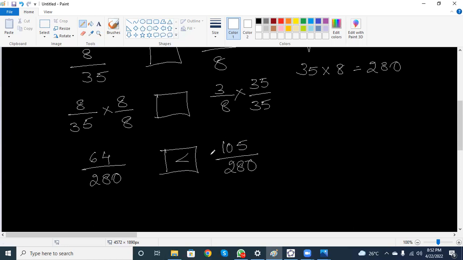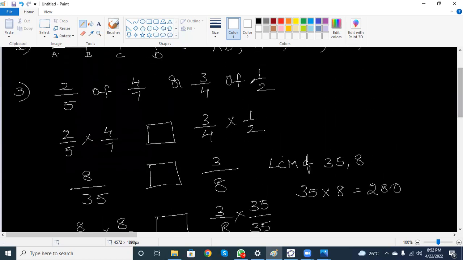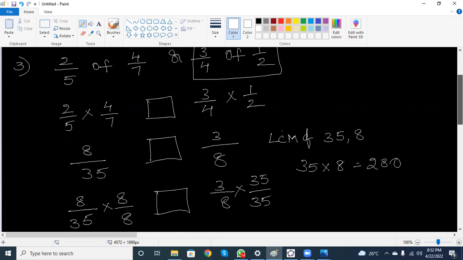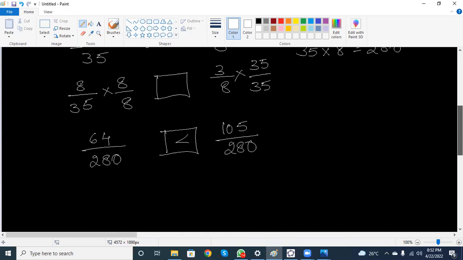So this side you should open. So what is the final answer? 3/4 of 1/2 is greater. So this is your greater fraction. This is also a 2 marks question.